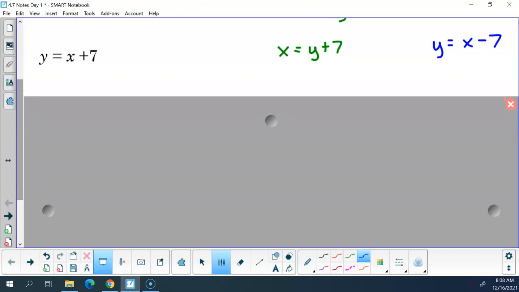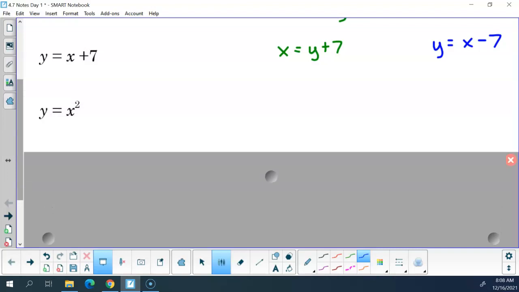Okay? Here we go. Enough with those linear functions. Oh my God, there's a quadratic. What do we do? Swap x and y. Same thing. So we get x equals y squared. How am I going to solve that? Square root on both sides, right? Now I'm solving and taking the square root. What do I get? Plus or minus.